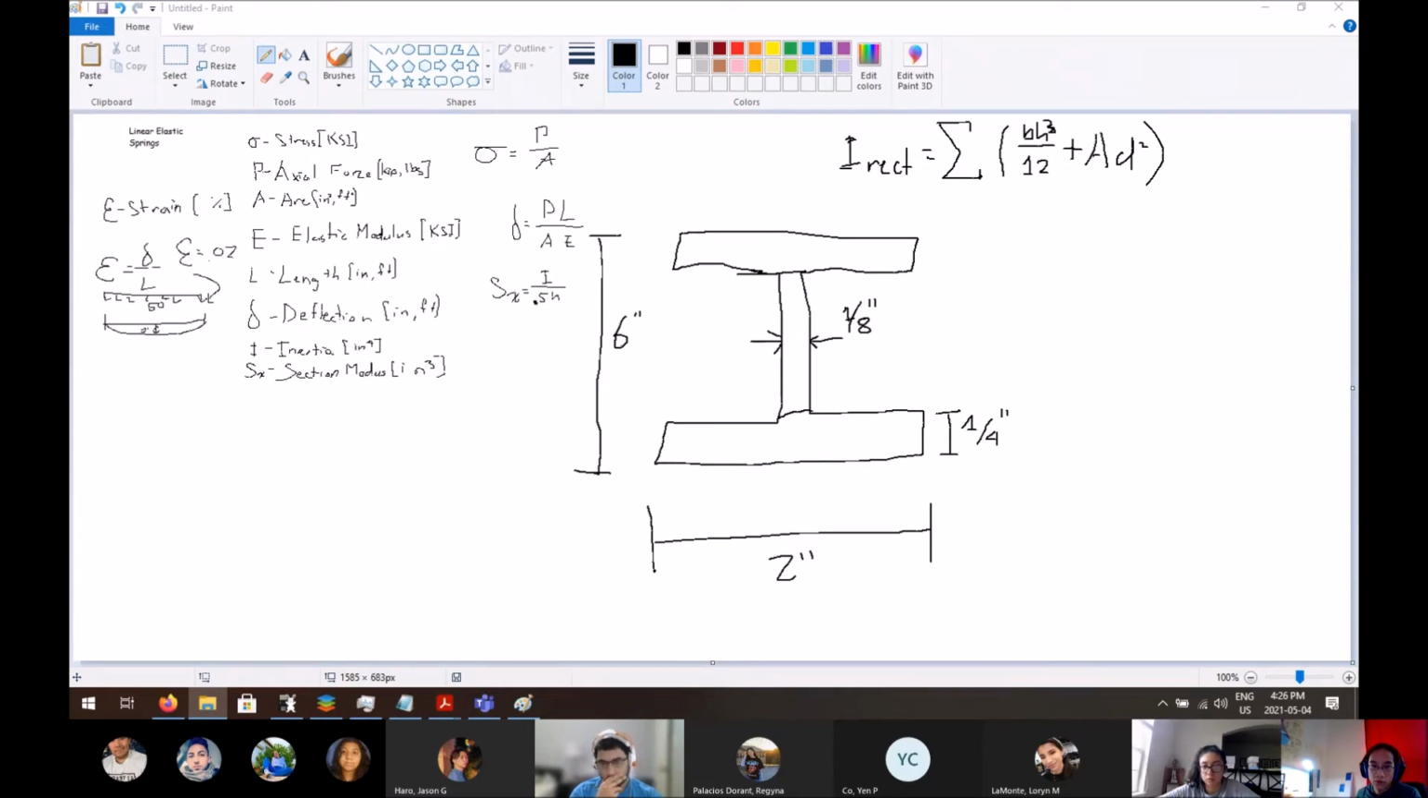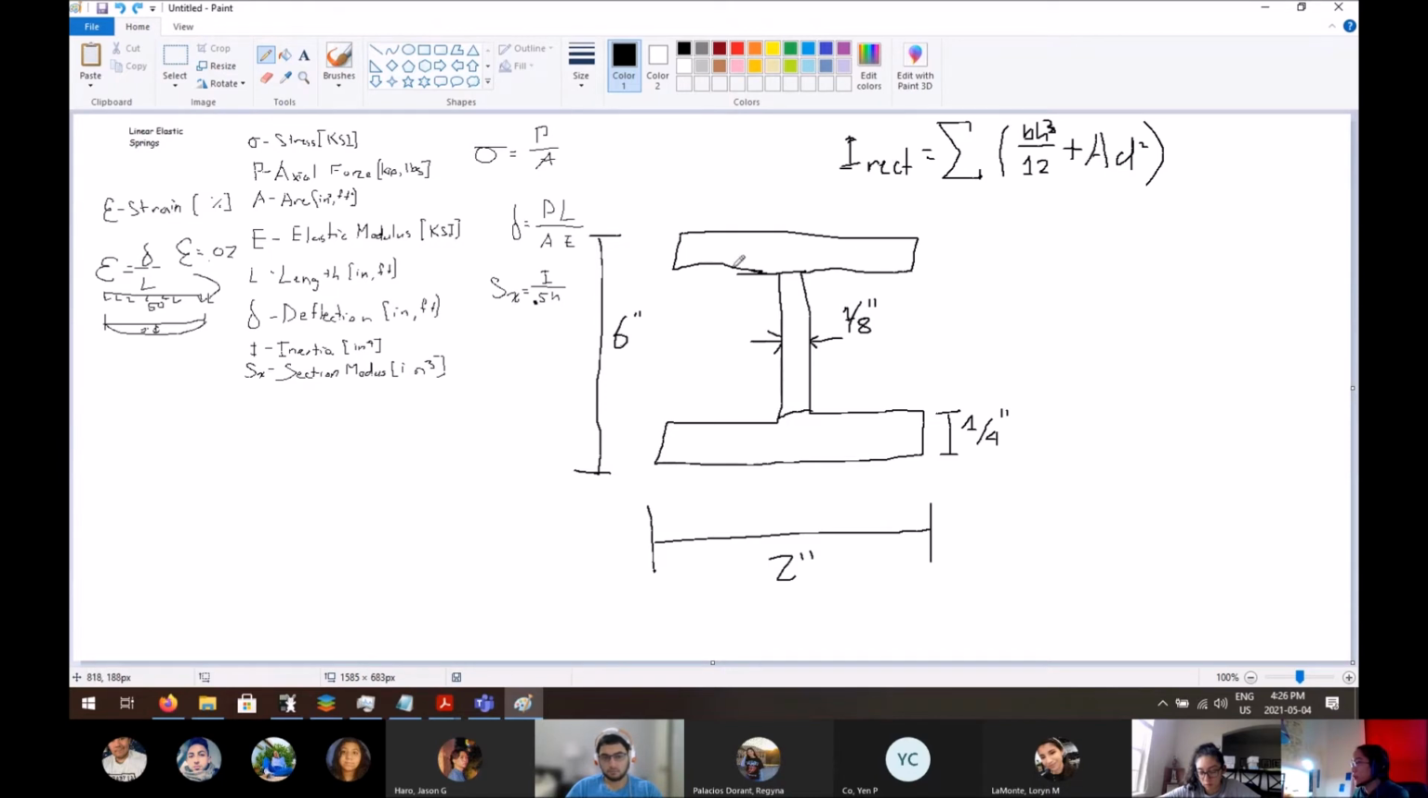Let's see, right there. It's just width. Yeah, width. So the flange width is 2 inches. This is a tiny wide flange beam. 2 inches deep, 6 inches tall, 1/4 of an inch flange thickness, and 1/8 inch web thickness, right?